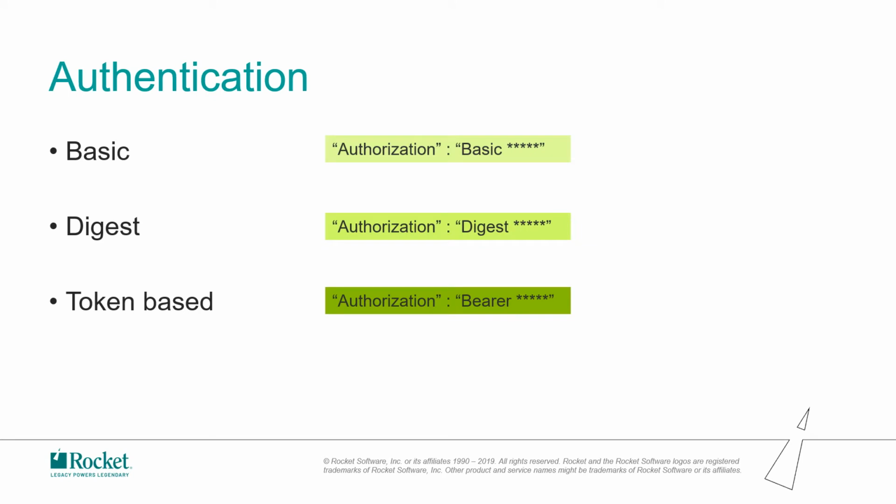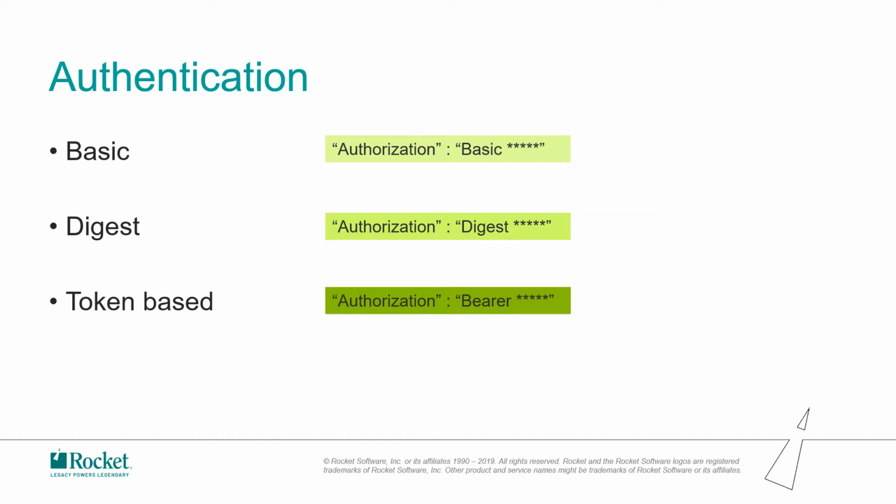Now, once we have secured the communication between the systems, let's move to the part where a user authenticates to a system like MVIS. There are three types of authentication mechanisms available. One is basic, the other is digest, and the third is token based.